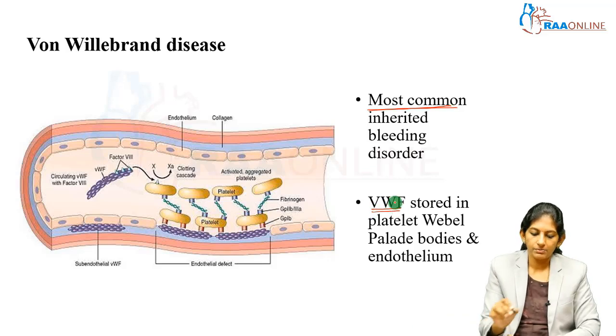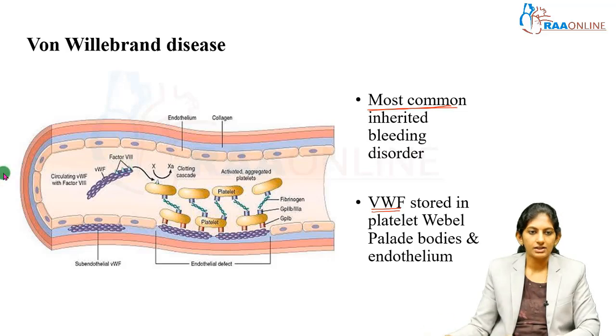This von Willebrand factor circulates as polymers. They are stored in platelet Weibel-Palade bodies. They are also stored in the endothelium, so subendothelial von Willebrand factors. These subendothelial von Willebrand factors have receptors for platelets.